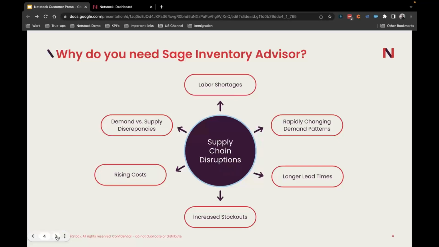Okay, so why do you need Sage Inventory Advisor? Well, in this day and age, and as you all might know, since COVID, the supply chain disruptions have been immense, and they don't seem to be changing, and probably won't be changing anytime soon. And you'll find that most customers and yourselves have been dealing with these type of things to more or lesser extent, but they make planning and supply chain really, really difficult to do, especially if you don't have the right tools to be able to mitigate risks in the supply chain.